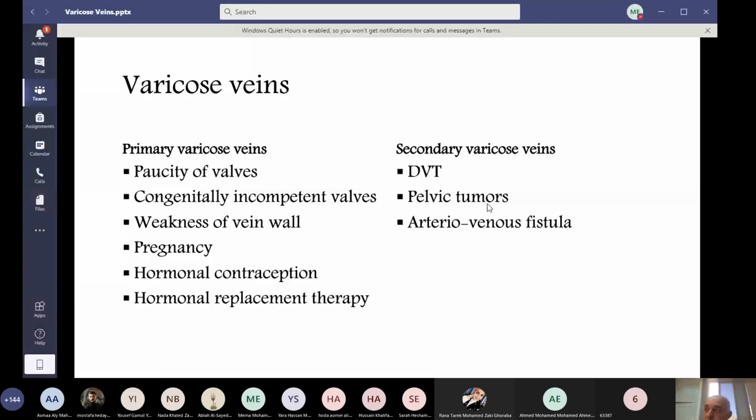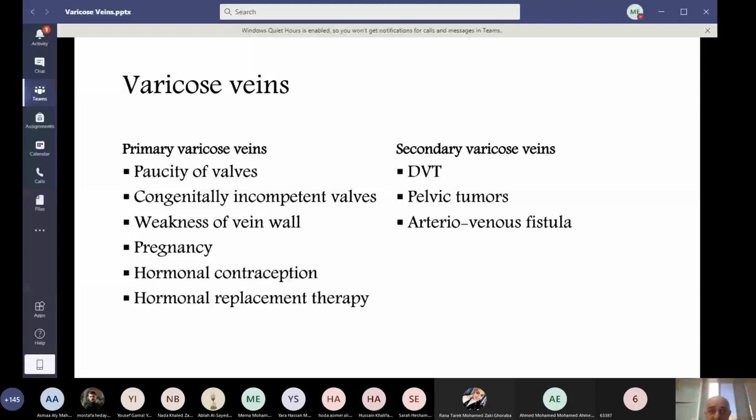Pelvic tumor: the compression of the venous return from the lower limb increases the pressure, elongation, and tortuosity to accommodate this increased amount of blood inside the veins.